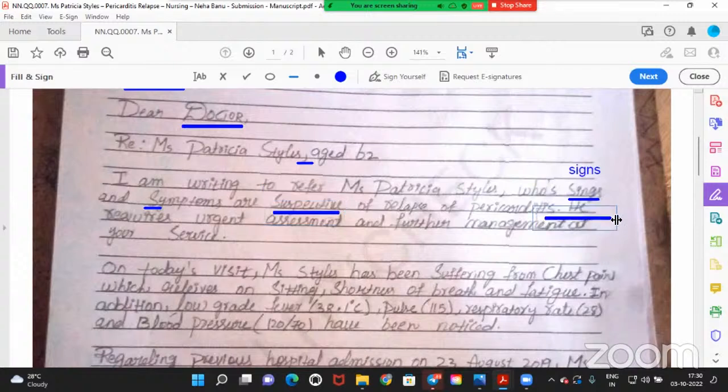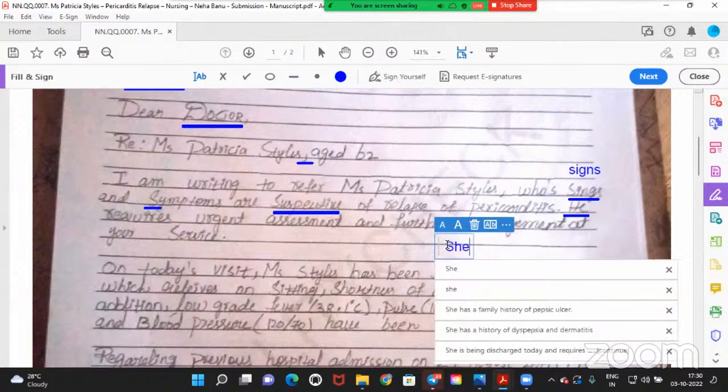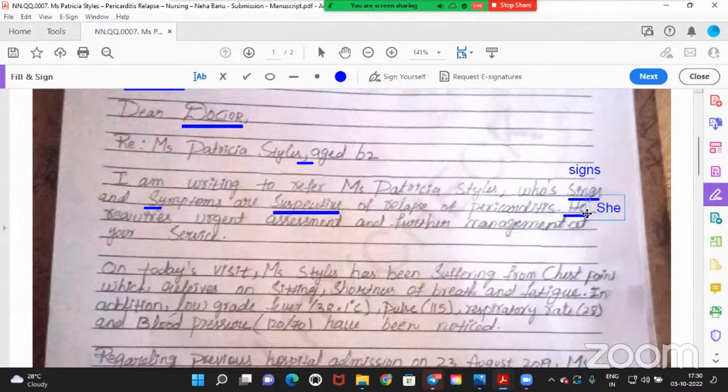He requires, what is he? Is this lady or gent now? You should remember, this is Miss Patricia, means a she. How are you writing he? She. I'm correcting and giving, but you're not able to follow that one. So that's why I called you here. So she requires urgent assessment and further management at your service. Why capital S again? So wherever S is there, you're putting a capital letter.